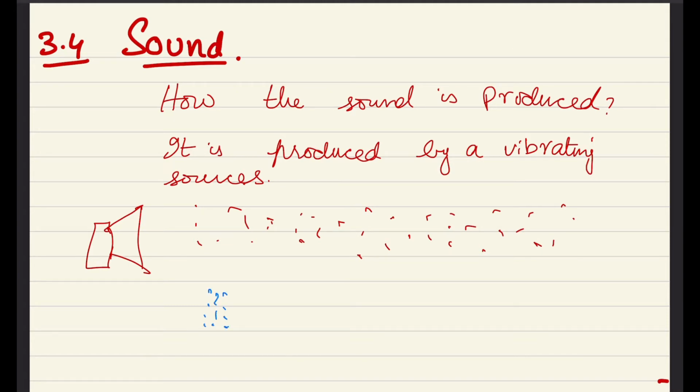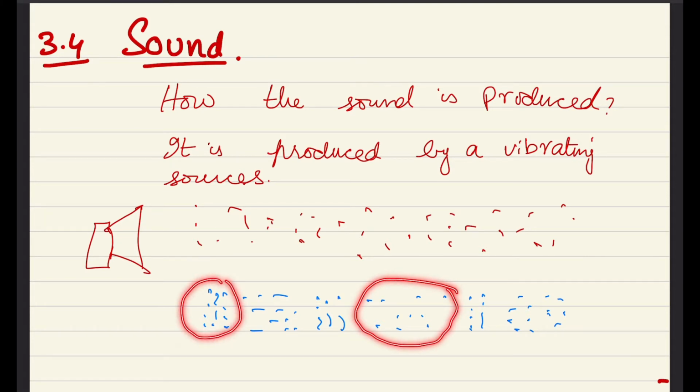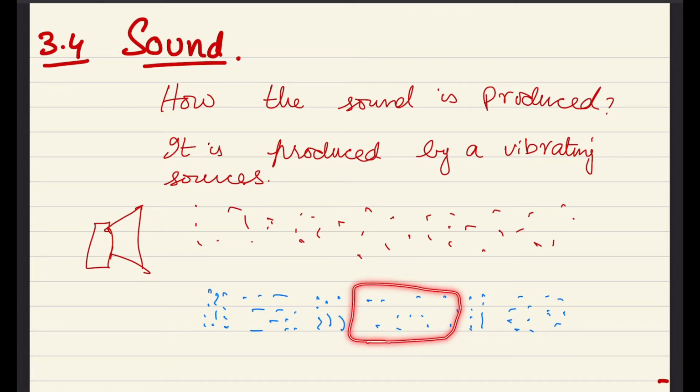All right, and the disturbed particles will look like this. You'll see some particles close to each other, and some particles away from each other, again close to each other, away from each other. The particles that are close to each other, we will call compressions, and the particles that are away from each other, we'll call rarefactions. So this is how a sound is produced by a vibrating source. Vibration is necessary in order to produce the sound.